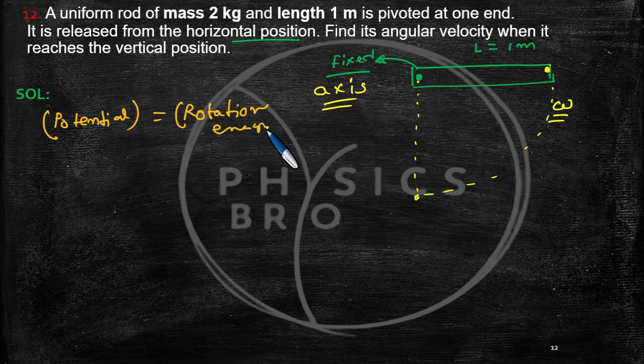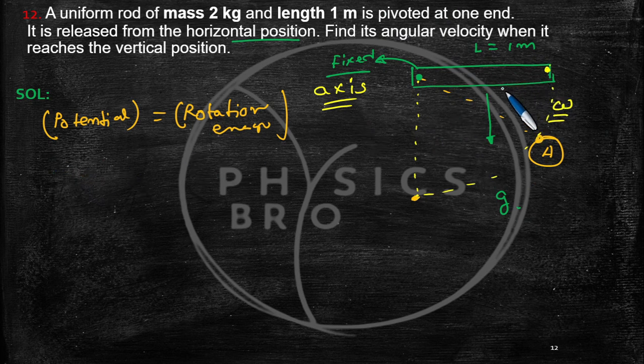Say for this point, an arbitrary point, both are there: some rotation and some potential. But in this final point, there is no potential, only rotation. That's good. Now, what will be the potential? So, potential energy acts due to gravity. So, what will be the potential energy?